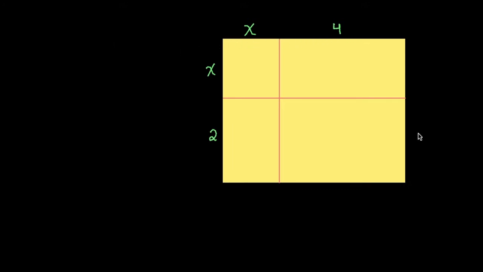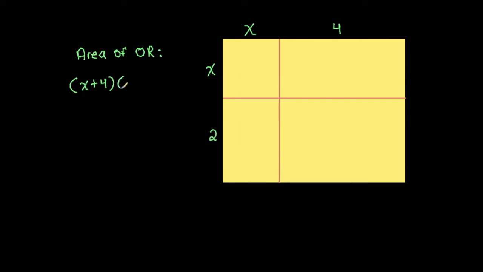So if we want to find the area of this outer rectangle, all we have to do is multiply the total length by the total width, right? So let's write that down. So area of outer rectangle, or just OR, is just equal to the total length. In this case, the total length is just x plus 4, right? So this part is x, and this part is 4. So to get this entire part, all we have to do is just add the x and the 4.